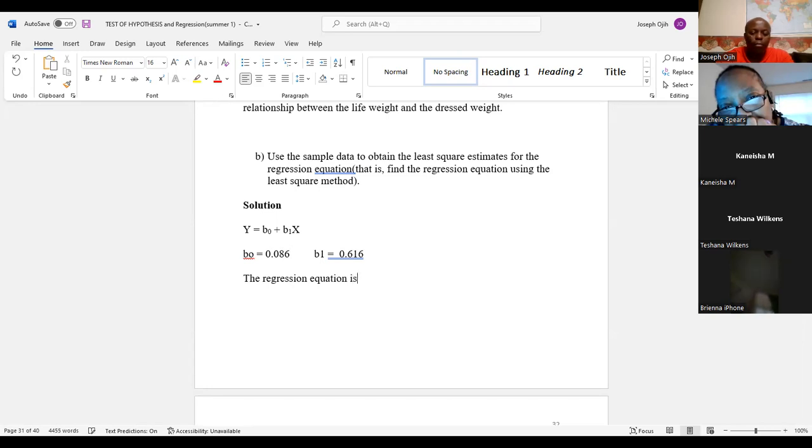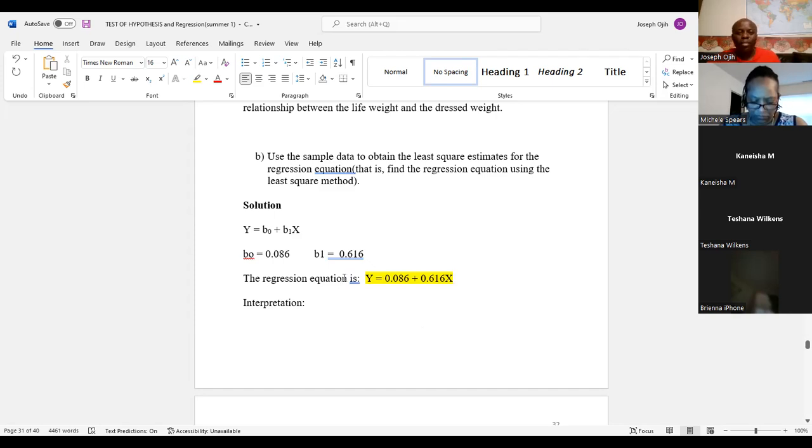So the regression equation is y equals 0.086, use that for b0 here, plus 0.616 for b1. Let's see what the interpretation means. So this is the regression equation right here. You can see that. I may highlight it. See?